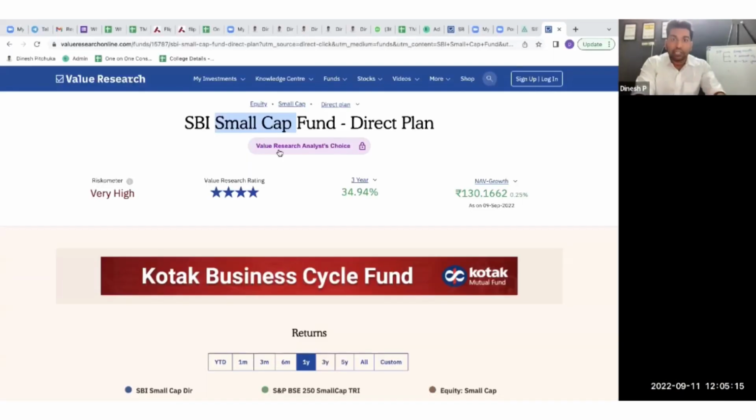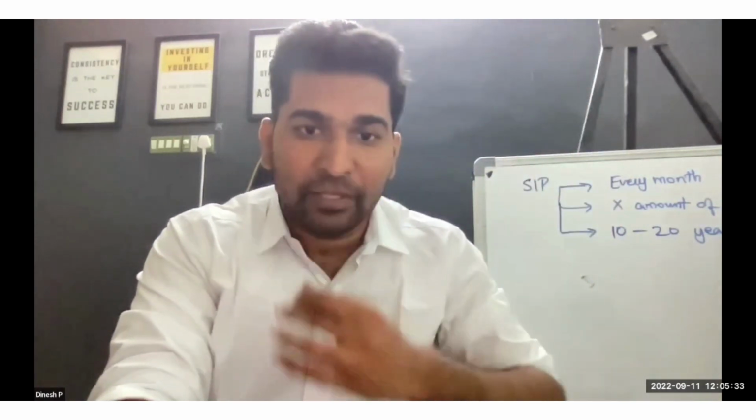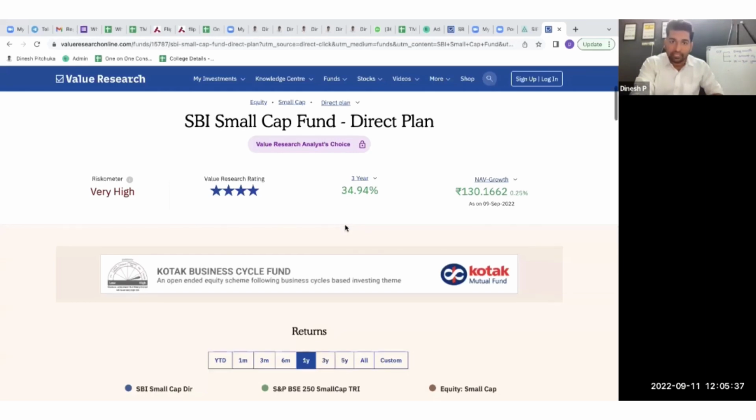In this case, SBI small cap, this is a small cap fund. So by the name itself, what do you think the risk is? Low, medium, high, very high? What do you think the risk level is going to be? Very high. So small cap is a very high risk level.